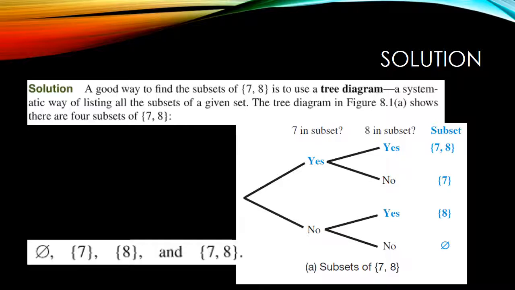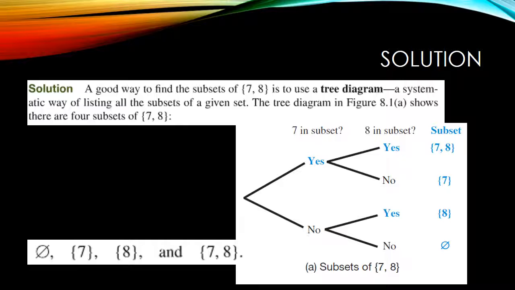So for A, we have the set {7, 8}, and they're using a tree diagram, which is a way of listing the subsets of the given set. It shows us that there are 4 subsets. They take each number, starting with 7, and you have two possibilities. It's either in the subset or it's not. So you have yes and you have no.